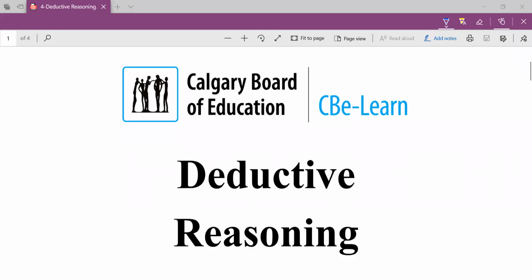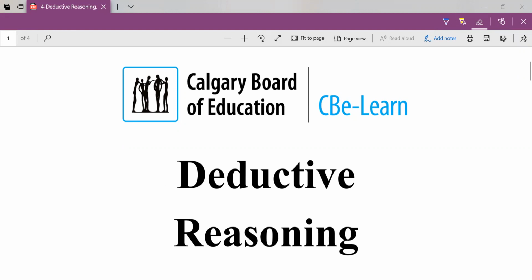Hey, 20-2s. In this lesson, we're going to look at deductive reasoning. Remember, the last few lessons we've been looking at inductive reasoning. Inductive is simply when we're looking at an example and trying to make a conjecture. We didn't know if our conjecture was really true or false. It was just a good educated guess.